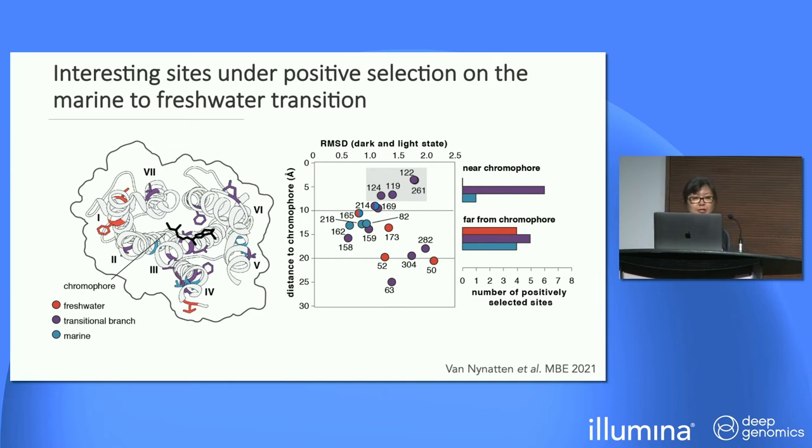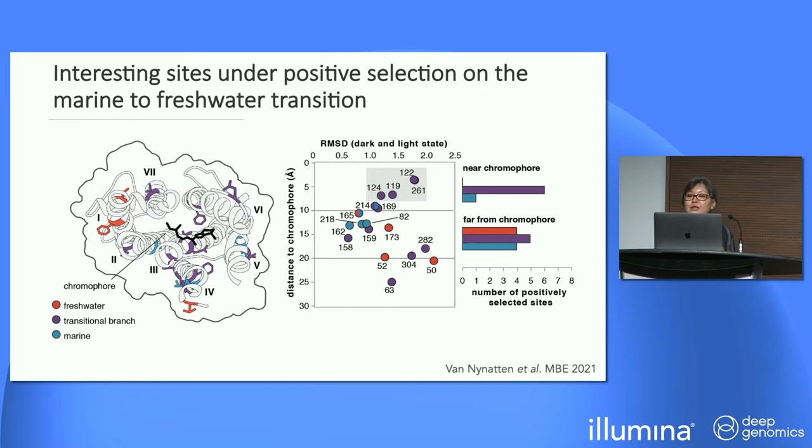Now, something that I said to you earlier is that these evolutionary models of selection also offer us the possibility of categorizing sites and then looking to see where those sites are in the protein. So we can also plot the sites that were associated with this elevated pattern of selection in the marine to freshwater transition in South America on a homology modeled structure of rhodopsin. And what you can see here, those sites are marked in purple. The color coding is the same as the previous slide. What you can see is that these sites are disproportionately located within the binding pocket of the rhodopsin protein, in the vicinity of the binding pocket, and they are disproportionately nearer to the chromophore, as you can see here.